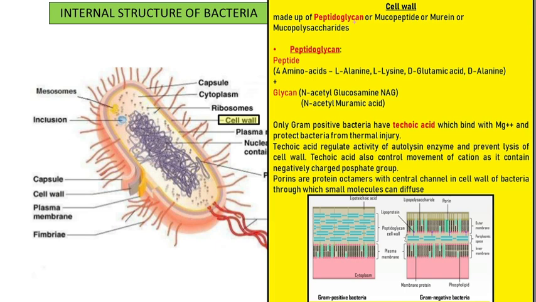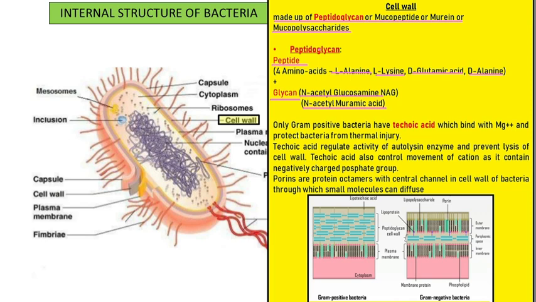Now this cell wall is basically made up of peptidoglycan, or mucopeptide, or murein. So this is the chemical present in the cell wall of bacteria. Now if we consider peptidoglycan, peptides are present in it, and glycan means carbohydrate is also present in it. Peptides are basically made up of 4 amino acids. So L-alanine, L-lysine, D-glutamic acid and D-alanine are present in the peptide. Whereas in glycan, N-acetylglucosamine and acetylmuramic acid are present.